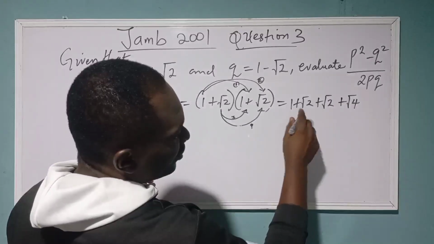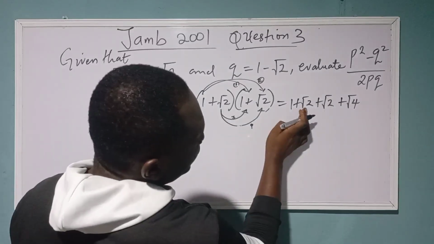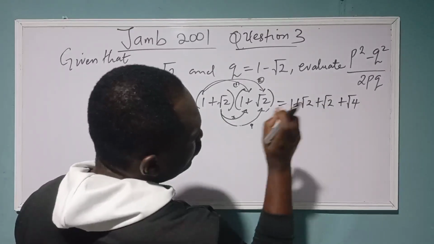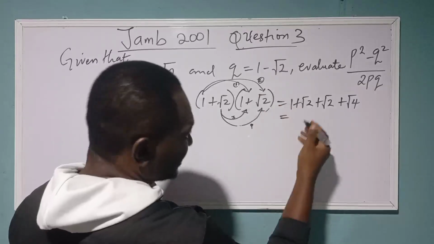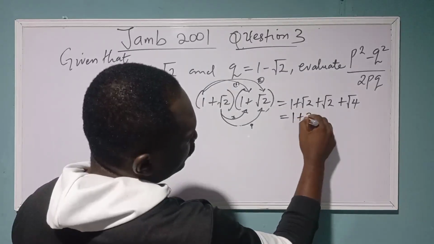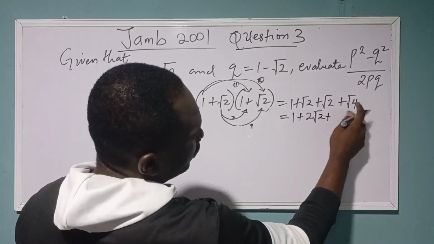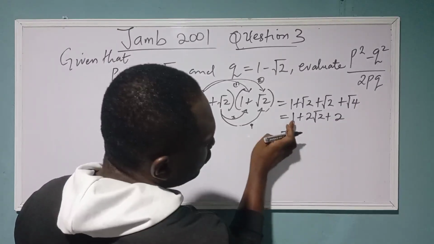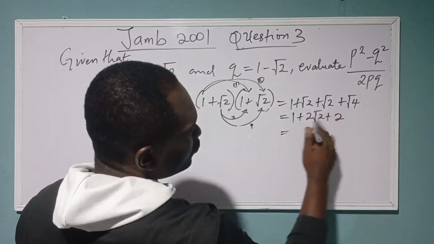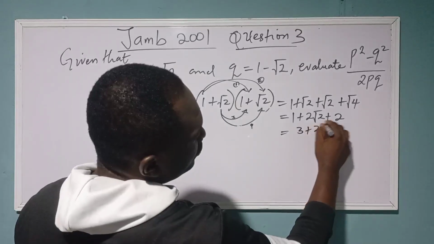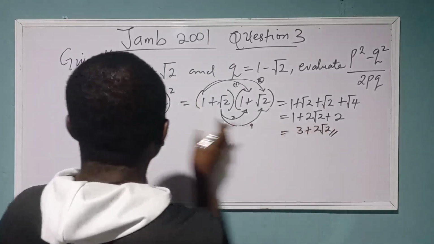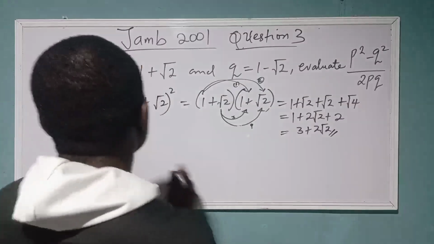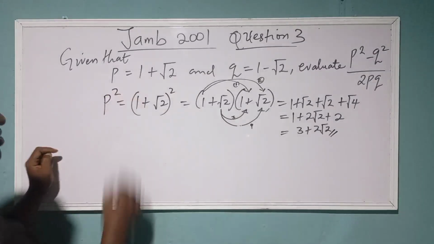So to draw a conclusion with this, positive root 2 and positive root 2 are like terms. So we have 1 plus 2 positive root 2 plus root 4, which means 2. So we can conclude that 1 plus 2 will give us 3 plus 2 root 2. This is for P square, right? So P square is equal to this.